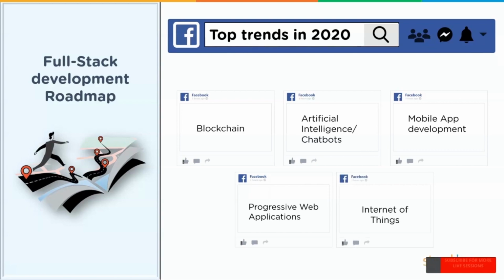Lastly, we have IoT. With the increasing number of devices getting connected to the internet every second, development of IoT applications is also on the rise. So these were a few trends that you should look out for in 2020.